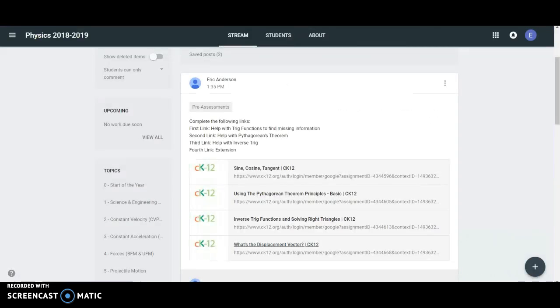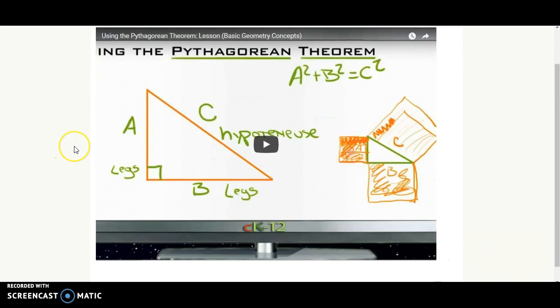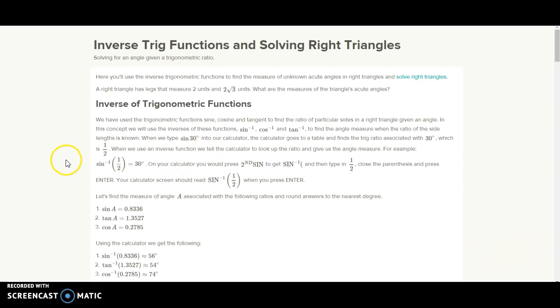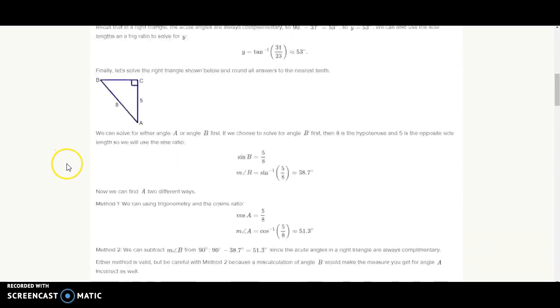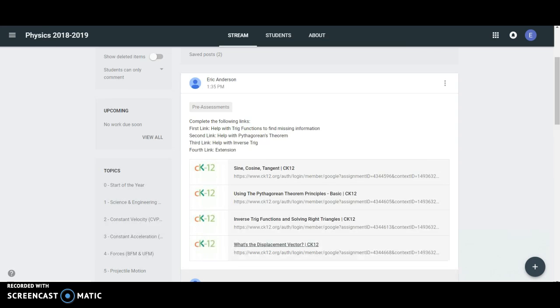If kids struggled with Pythagorean's theorem, there's another one that they can go through. Usually they just need a little reminder on what that is, so a quick little video. And then if they struggle with the inverse functions, there's also a really nice kind of walkthrough and video for those. And there's always those kids that already know this stuff and they have it down very, very well.